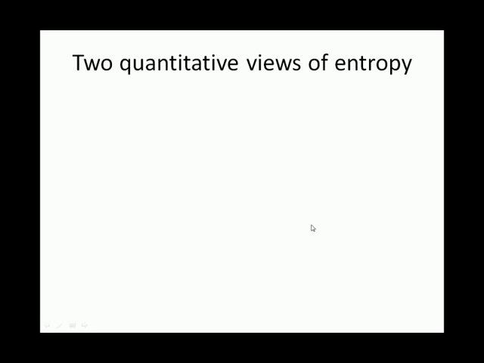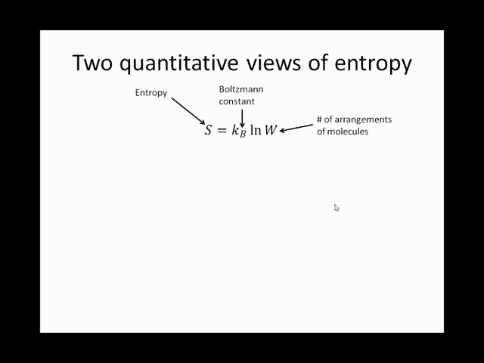Entropy can also be expressed quantitatively. In this equation, entropy is a function of the Boltzmann constant and the number of possible arrangements of the molecules in the system. The greater the number of arrangements, the greater the value of W, and the greater the entropy. This makes sense because the large number of possible molecular arrangements allows for a lot of randomness in molecule placement, and remember that entropy is randomness.